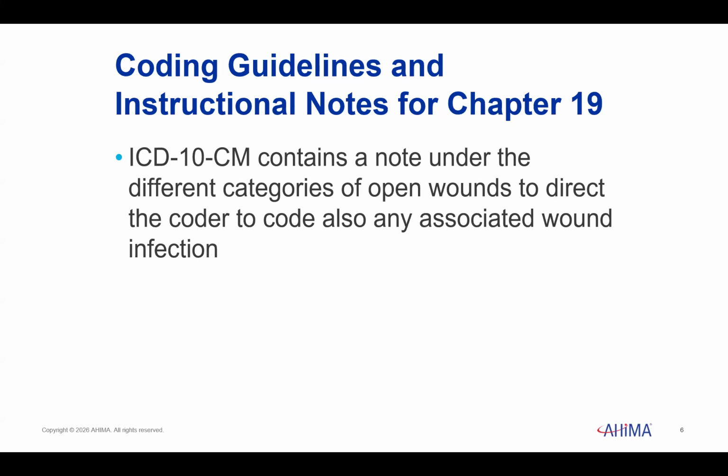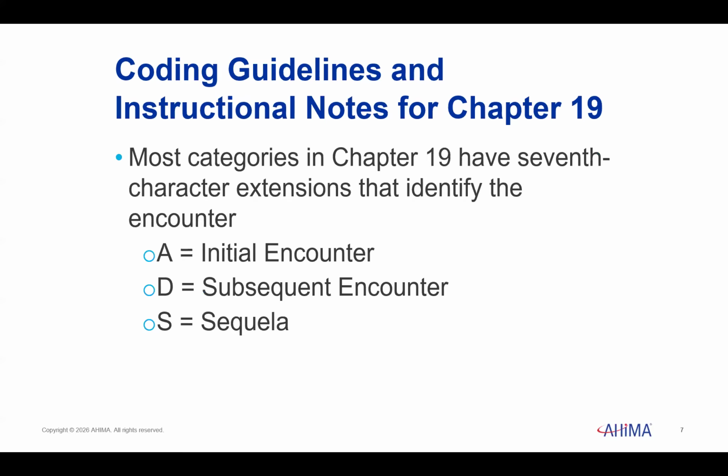And again, here are our old friends, the seventh characters. A for the initial encounter, D for subsequent encounter, and S for sequela. If you miss these, it will result in an incorrect code and a denied claim.